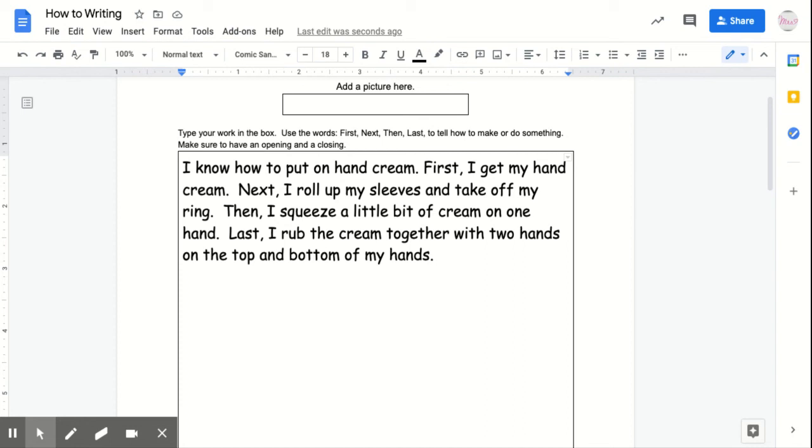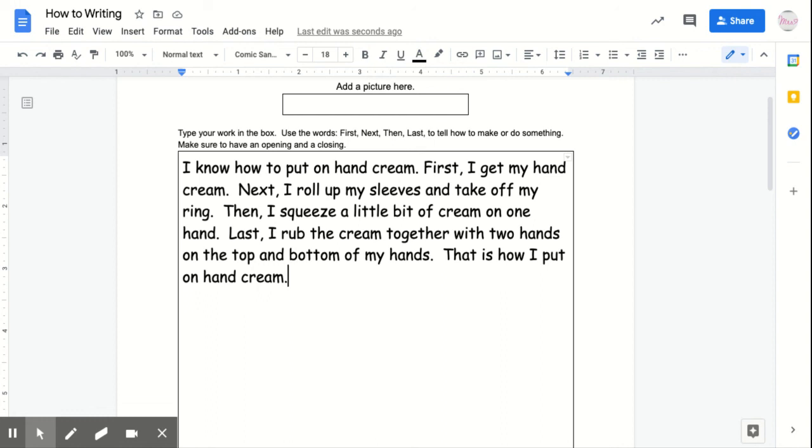All right, so now I need my closing sentence. So remember, my closing sentence doesn't use first, next, then, or last. My closing sentence is a way to end my writing. So I'm going to say, that is how I put on hand cream, period. Okay, that is how I put on hand cream because that is how I do it. I just told you how I put my hand cream on. All right, so now I have my writing finished.